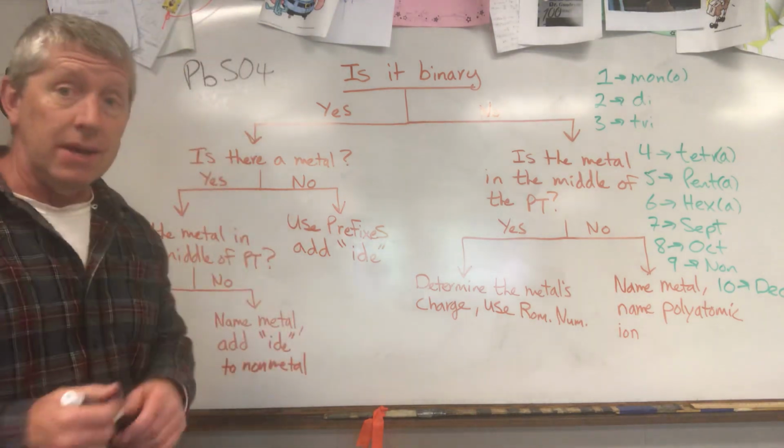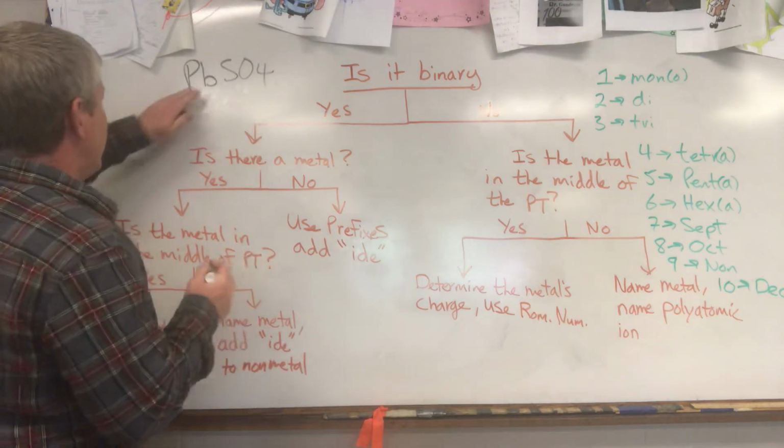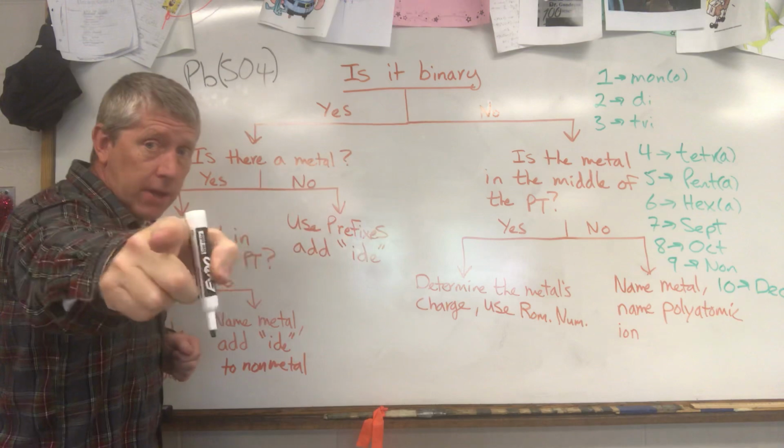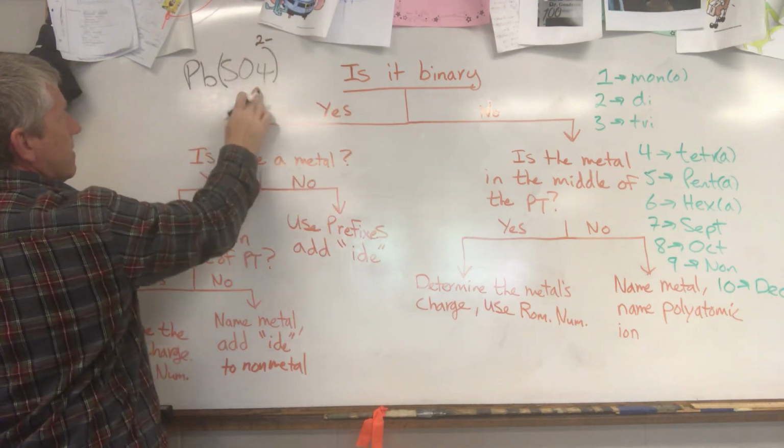If you see lead or tin, be careful, because you are going to have to use Roman numerals. So this one is lead and sulfate. Sulfate, we all know our polyatomics, has a -2 charge. Now, that's one sulfate. That doesn't mean 4 sulfates.